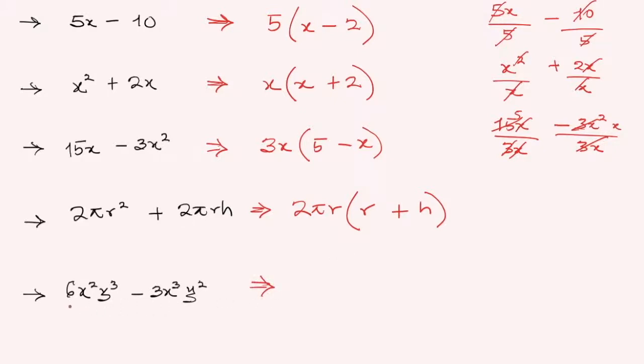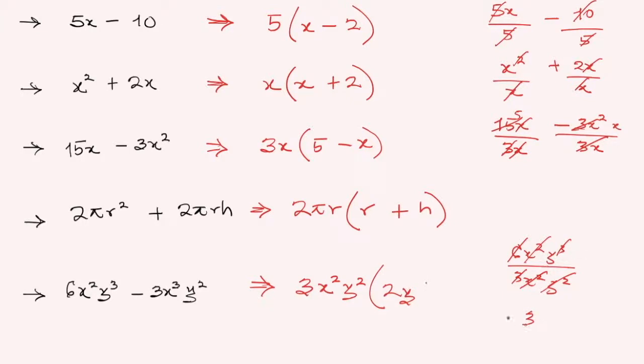Now for this one, 6x²y³ and -3x³y². The common factor here is going to be 3x²y². You can see that 3 is common to both terms. Now x² is common to both as well, and y² is common to both. So we have 3x²y². Now if we divide 6x²y³ by 3x²y², 6 divided by 3 results in 2. x² cancels x², and y² cancels out y² in y³ to leave us with y, so 2y.